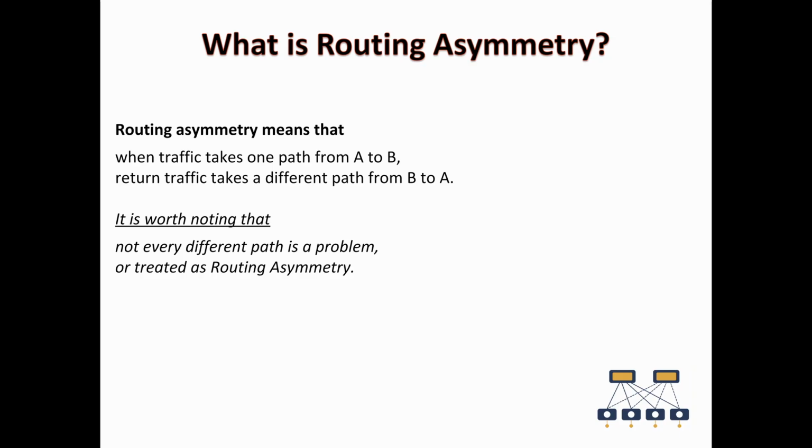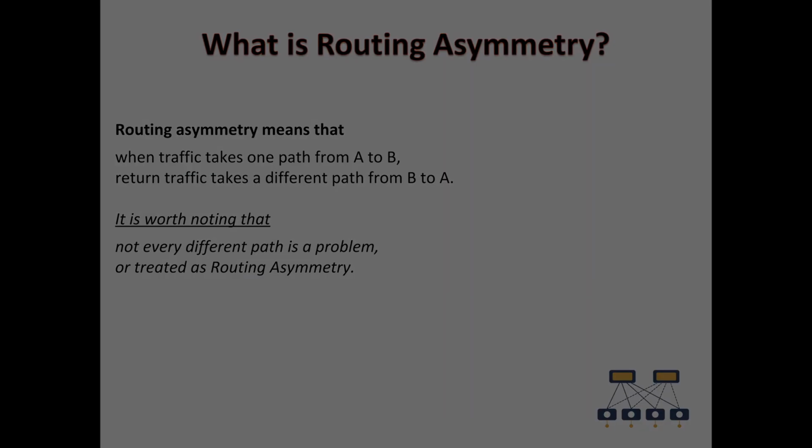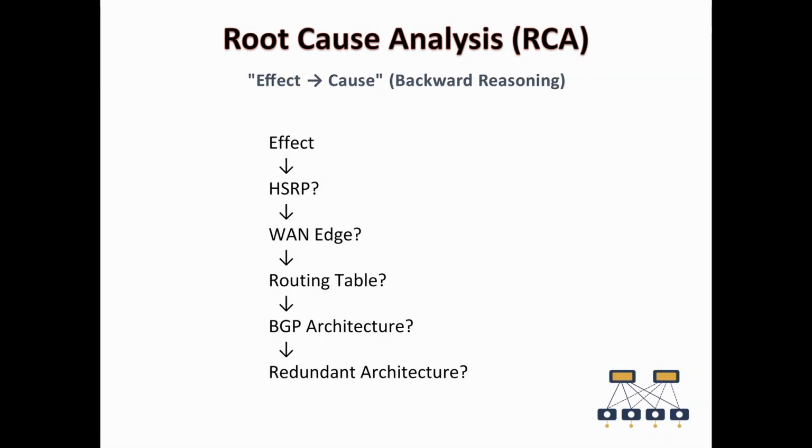For example, forward: New York to Dallas. Return: Dallas to New Jersey to New York. Now traffic experiences different sites, policies, delays, and security devices. That is a true routing asymmetry issue. Regarding root cause analysis, RCA, let's start with the effect and trace back to identify the root cause.